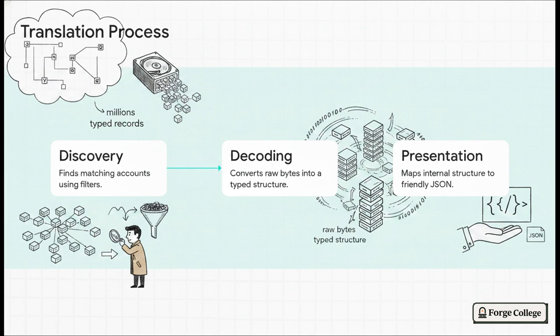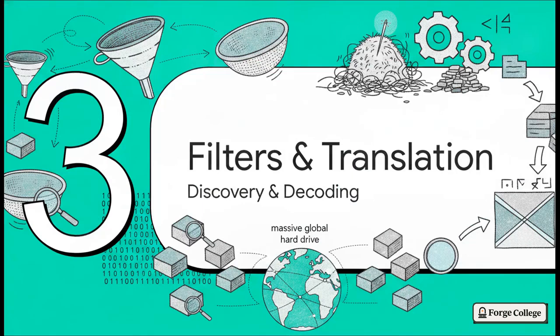Step 1 is the discovery layer. This is where we figure out which accounts actually match our query out of the millions and millions that exist on-chain. Step 2 is the decoding layer, where we take that arbitrary byte array we just talked about and use a schema to decode it into a structured, typed format. Finally, step 3 is the presentation layer, where we map that internal structure into a clean, friendly JSON shape for the client. That brings us to section 3, filters and translation.